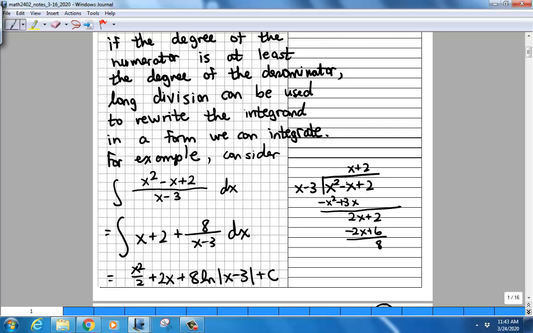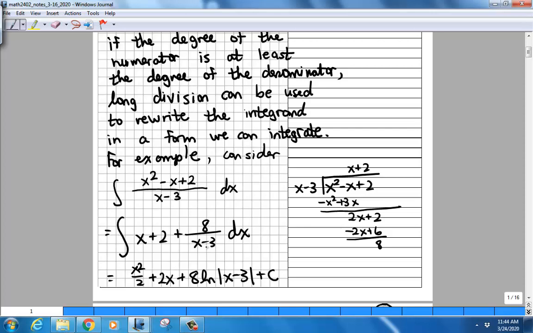Don't have to go through all those steps. You know how to do the long division now. When you carry out the long division, you end up with a quotient of x plus 2 and then a remainder of 8. So you can rewrite your integrand as x plus 2 plus that remainder 8 over the original denominator, which was x minus 3. Now this integrand is much easier to integrate because you can integrate term by term. You can integrate the x, that will give you x squared over 2. You can integrate the 2, that will give you 2x.